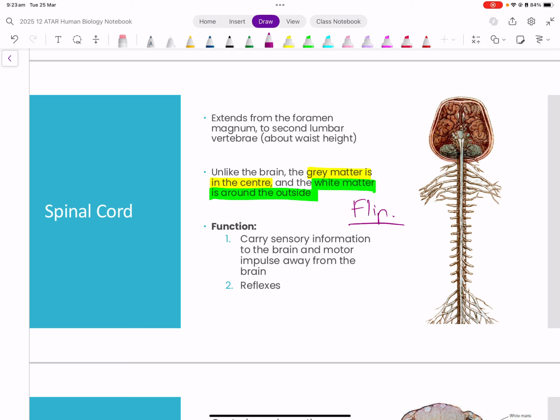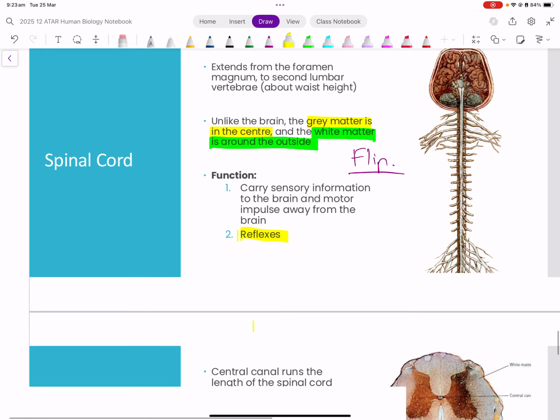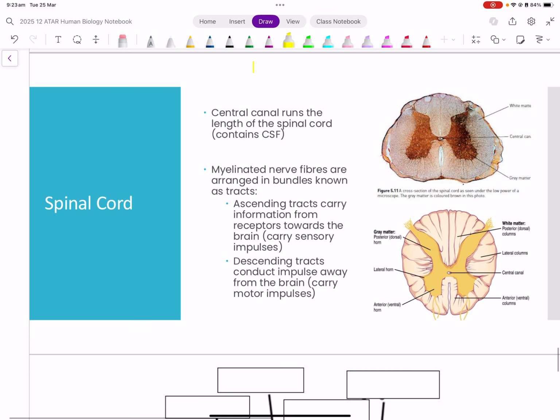Now, when we talk about the function and the role of the spinal cord, well, number one, obviously to carry sensory and motor information, both to and from the central nervous system. But secondly, it's involved in these processes that we know as reflexes. Now, we will talk about reflexes in a few lessons' time, but for now, we're just going to brush over that.